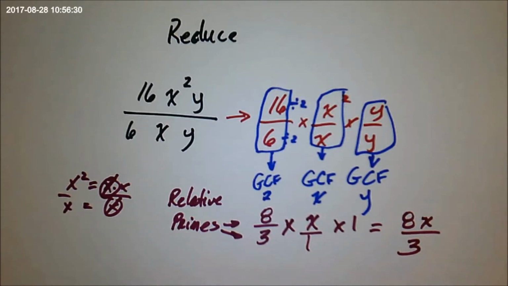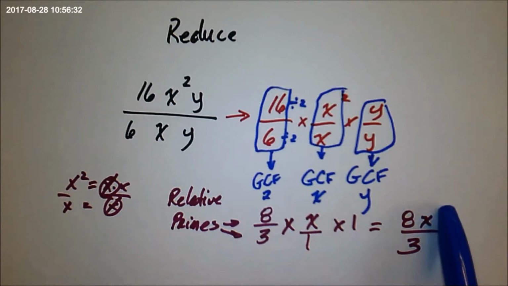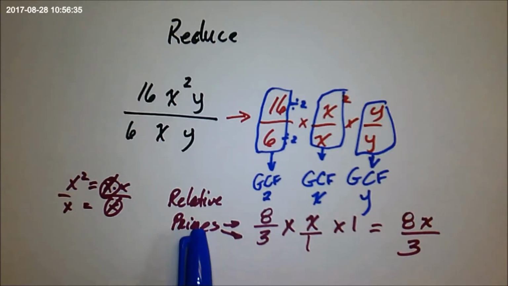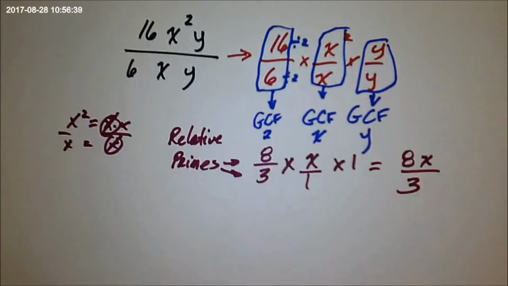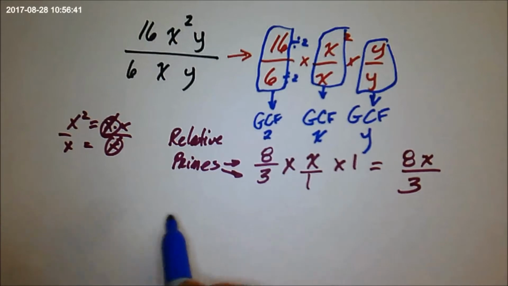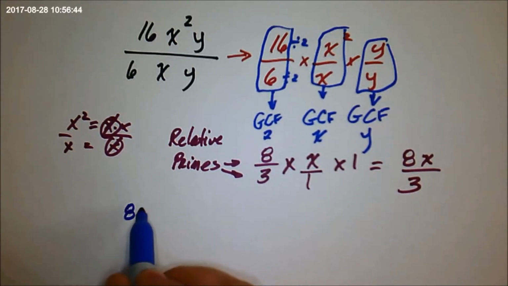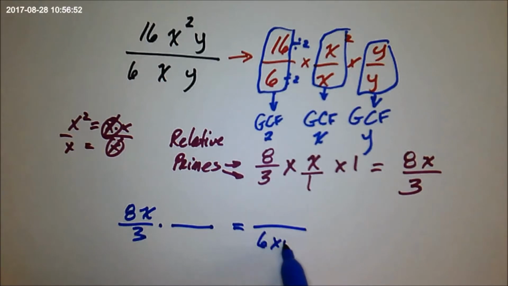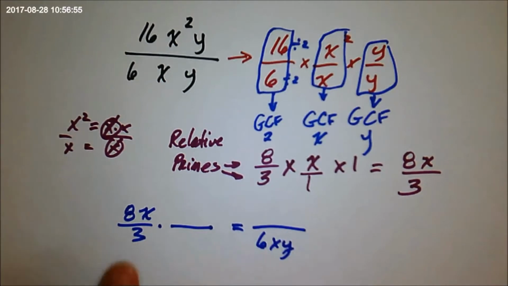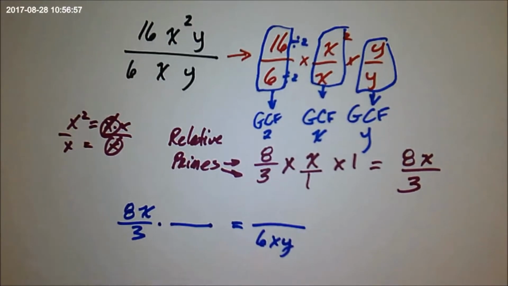Now, how do you check? How can you tell if this is right? The first thing you want to do is make sure that the numerator and the denominator are relatively prime, that they don't share any common factors. On your homework for today, I'm having you check your answer by multiplying by something so that you get that denominator back. If you can multiply this denominator by something to get that back, and the numerators match, then you're good.